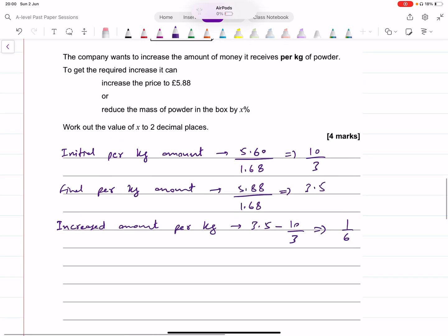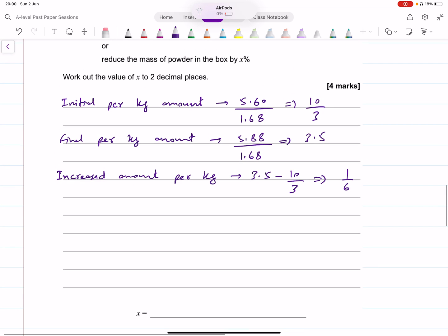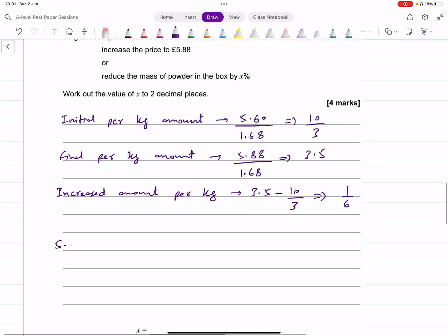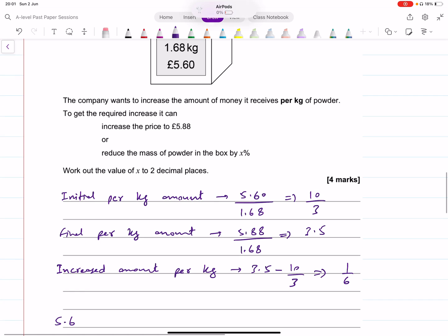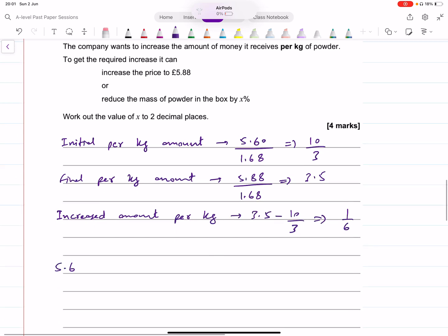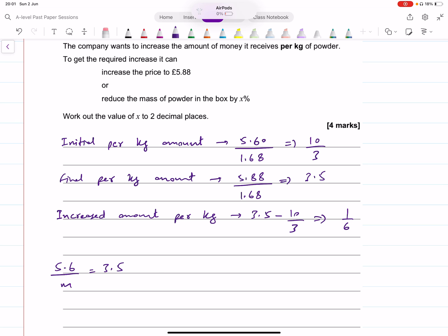Let's figure that out. Let's say the total mass that we want inside here is M. Okay. Then M over, or in fact the other way around, 5.6 pounds. In fact, we don't know that yet. Just think about it again. What we want is, yeah, so the price has to be the same. Okay, so keeping the price the same, what mass would we have so that we get the same final per kg amount, that is 3.5. Okay. Let's figure out the mass that we get from that. That's going to be 5.6 over 3.5. And that's 19.6.